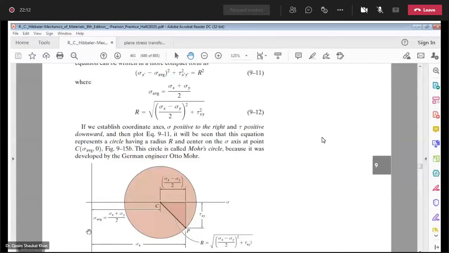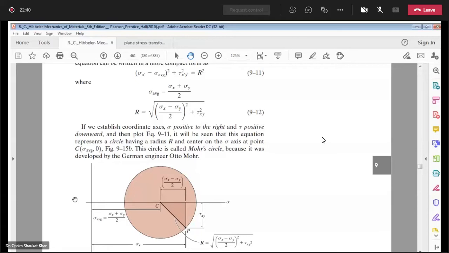Now another important thing is that normal stresses are positive towards the right. So normal stress sigma is positive to the right. Towards the right normal stress is positive, towards the left normal stress is negative.